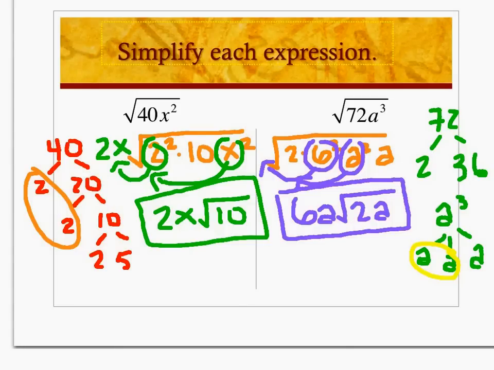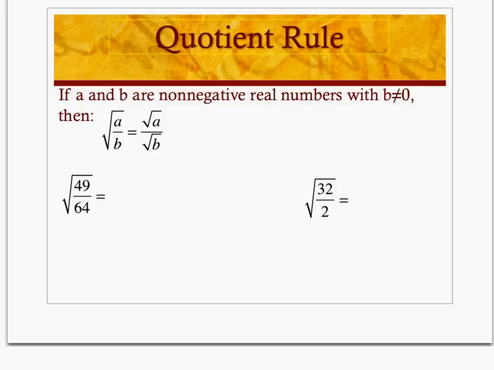Alright, so just like we have a product rule, we have a quotient rule that is used whenever we are dividing two radicals. So whenever we have a radical over a fraction, we can break that up into a radical over the numerator and a radical over the denominator. And remember, this goes both ways. This equal sign means I can do either one of these operations.